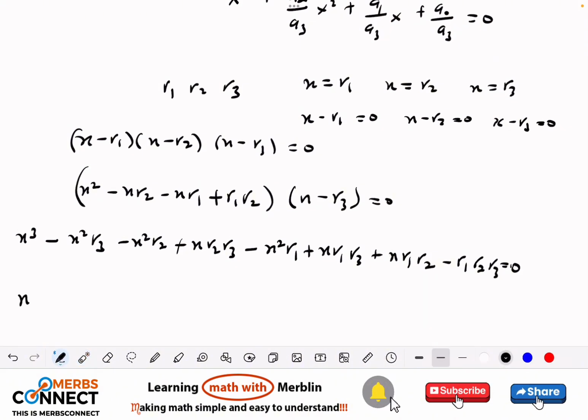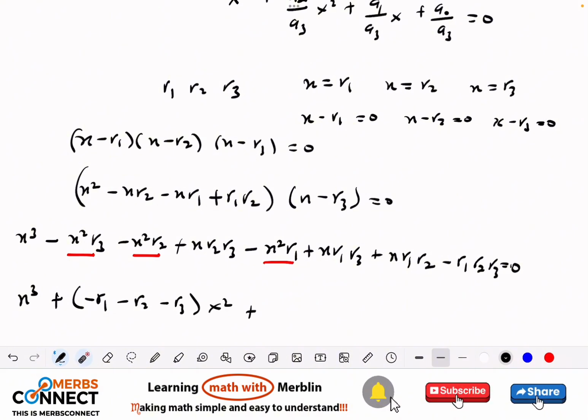I have x cubed here. Let's look for all the terms with x squared. So this is with x squared, this is with x squared, this is also with x squared. So what can we see here? When I factor x squared out, I'm going to be left with, in bracket here, let me arrange them. So I have r1 here, r2 here, r3 here. So I'm going to have minus r1 minus r2 minus r3 with x squared, right?